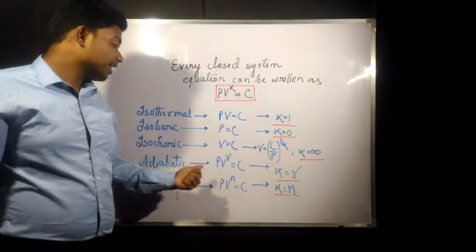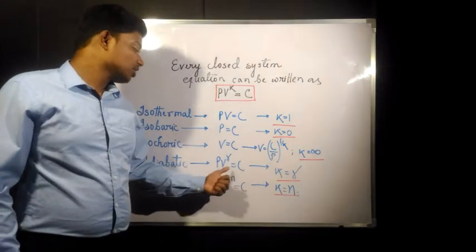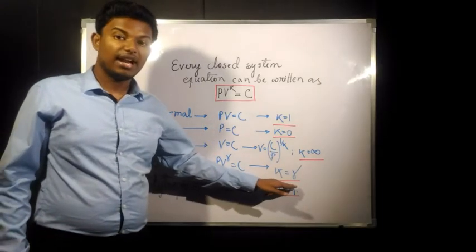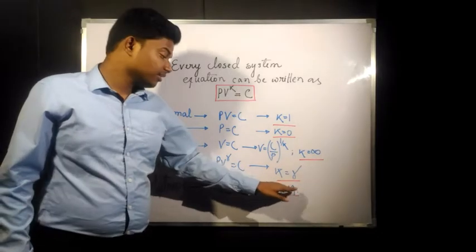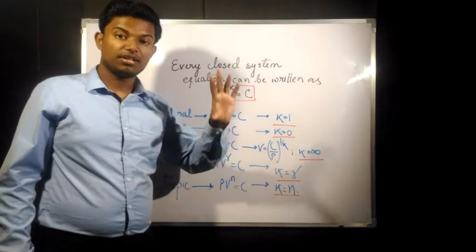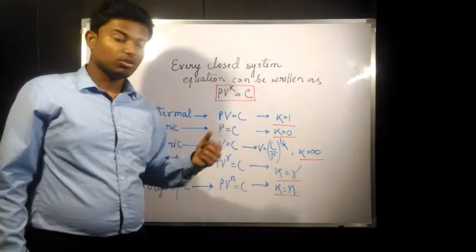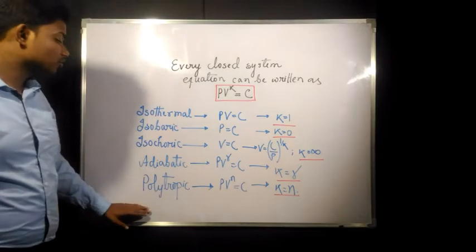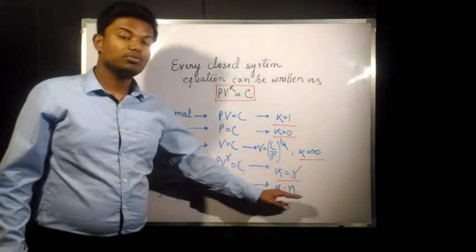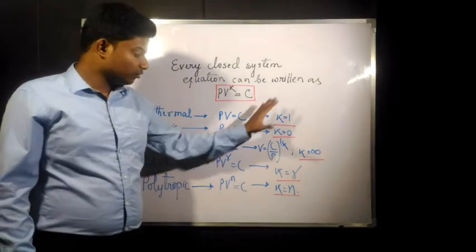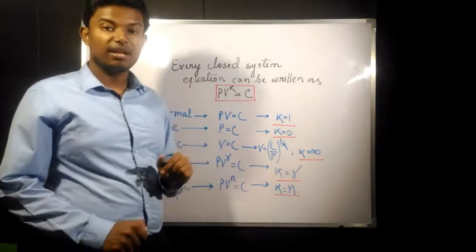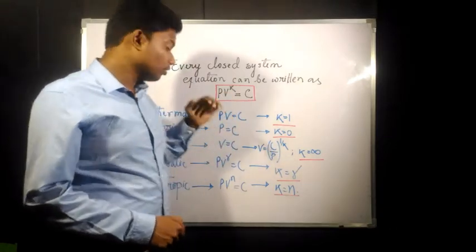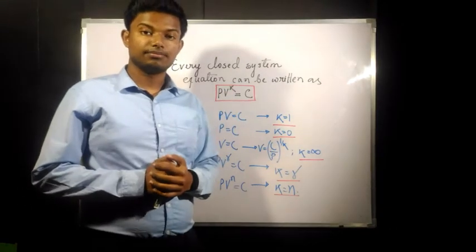Okay, now for adiabatic process, PV to the power gamma is constant. Now for turning this equation to this equation, K must be equal to the adiabatic index, that is gamma. Gamma means the ratio of specific heat at constant pressure and specific heat at constant volume. The ratio is going to give us gamma. So here K is gamma. For polytropic process, in the same way, K is going to be n. Okay, now we can plot these things in a PV diagram and find out how all the processes are going to look in a PV diagram.